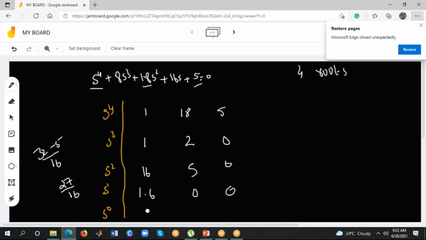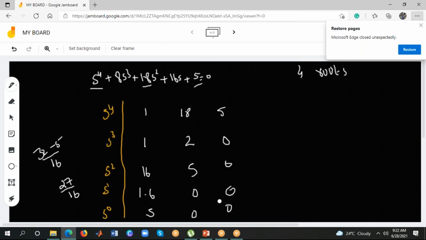So the last term value, the s power 0 row. What is the value here? You will get the s power 0 row, first term, 16 into 5, right? Super. And the remaining are 0.